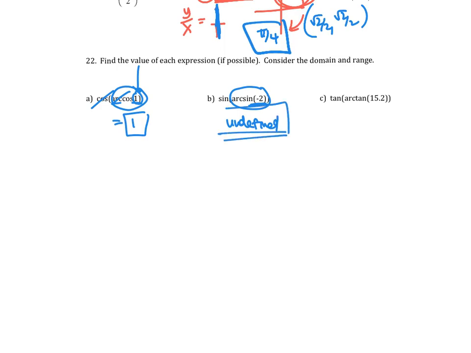Okay. For C, again, you have arc tangent, but remember for tangent, you don't have a limit in terms of your ratio. It's negative infinity to infinity, so that's okay. These cancel out, they undo each other, and your answer is 15.2.